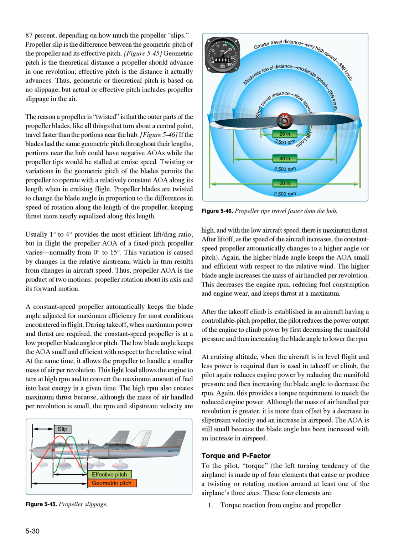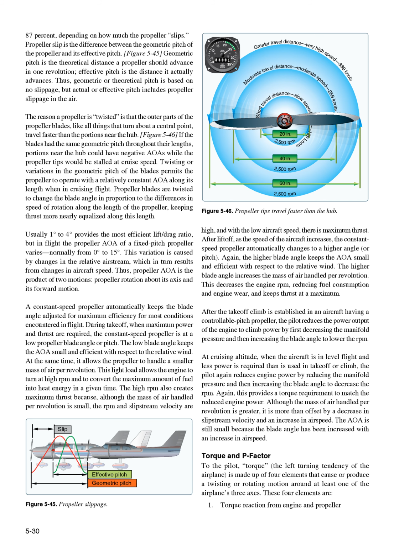The reason a propeller is twisted is that the outer parts of the propeller blades, like all things that turn about a central point, travel faster than the portions near the hub. Figure 5-46: if the blades had the same geometric pitch throughout their lengths, portions near the hub could have negative AOAs while the propeller tips would be stalled at cruise speed. Twisting or variations in the geometric pitch of the blades permits the propeller to operate with a relatively constant AOA along its length when in cruising flight.